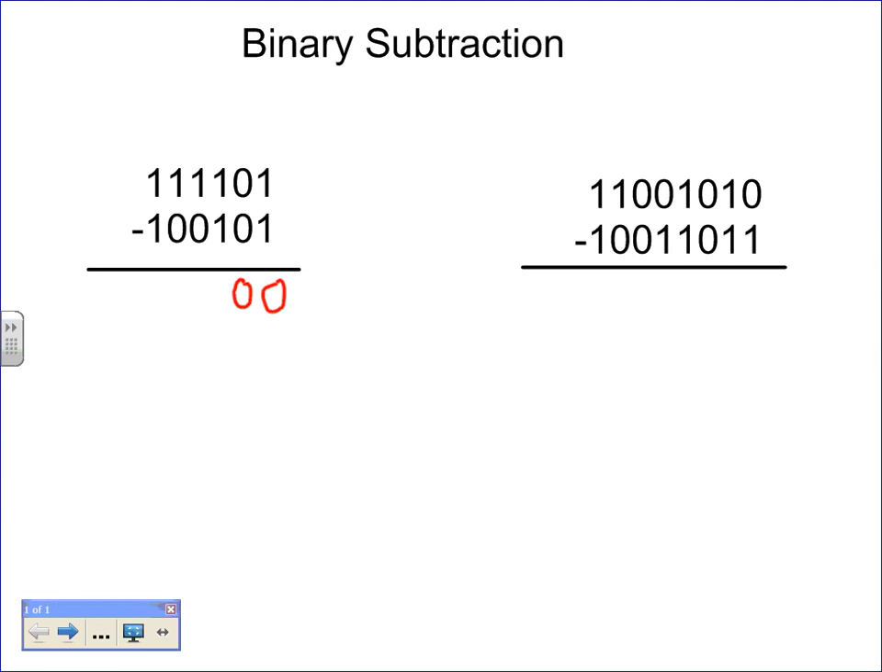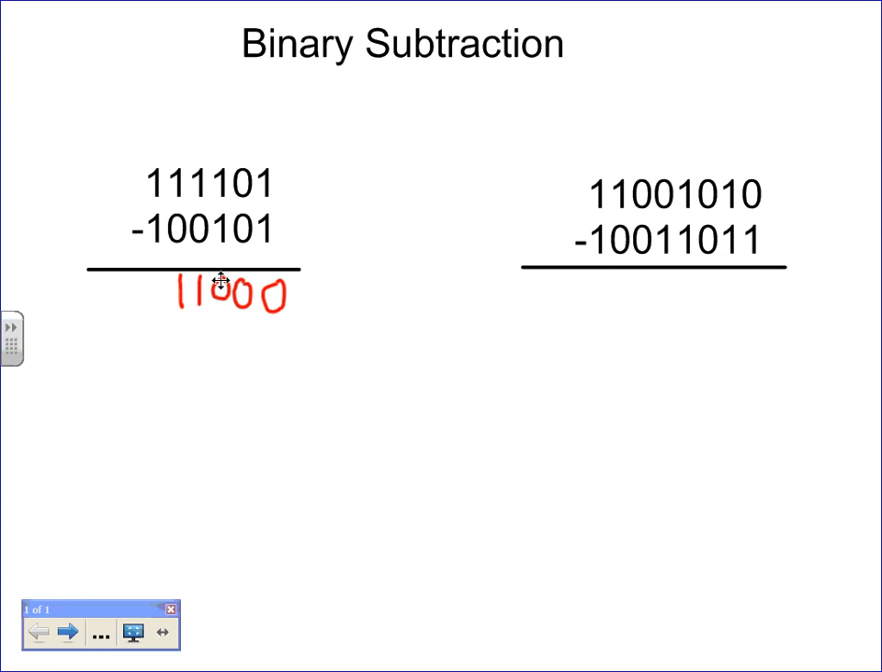1 minus 1 will be a 0. 1 minus 0 is 1. 1 minus 0 is 1. And 1 minus 1 is 0. And we don't have to put that first 0 because it's a leading 0. And there's our answer, and that should be no surprise, and that one's pretty simple.